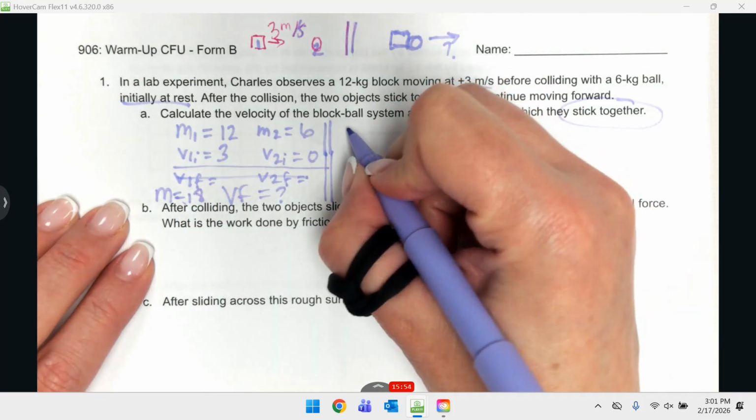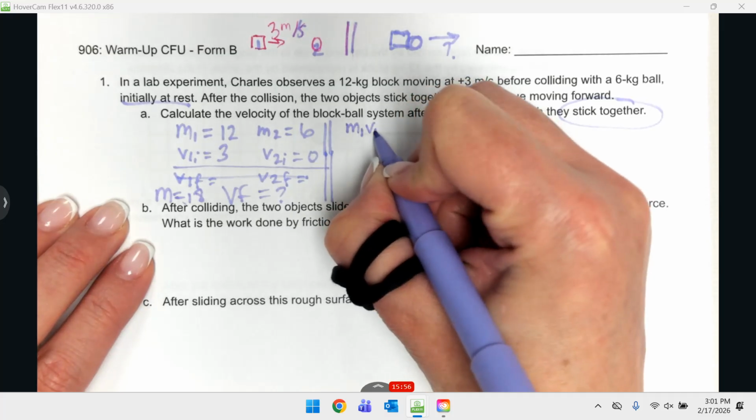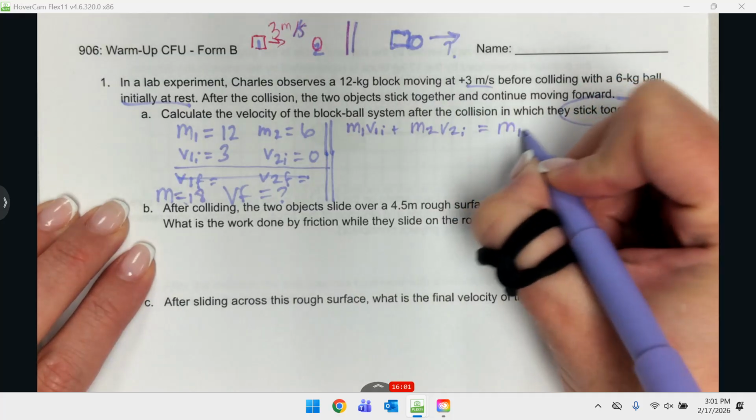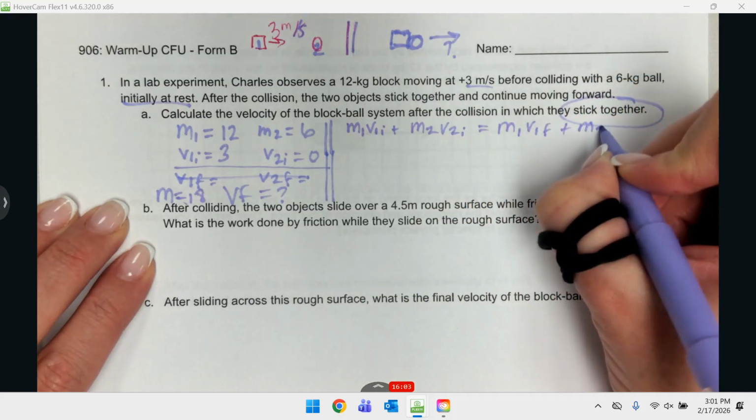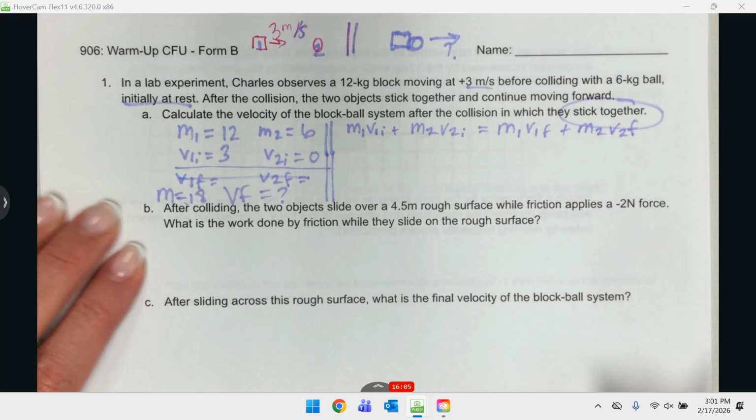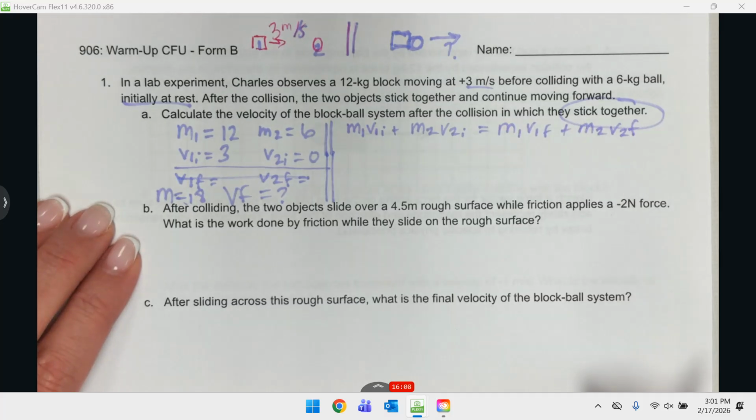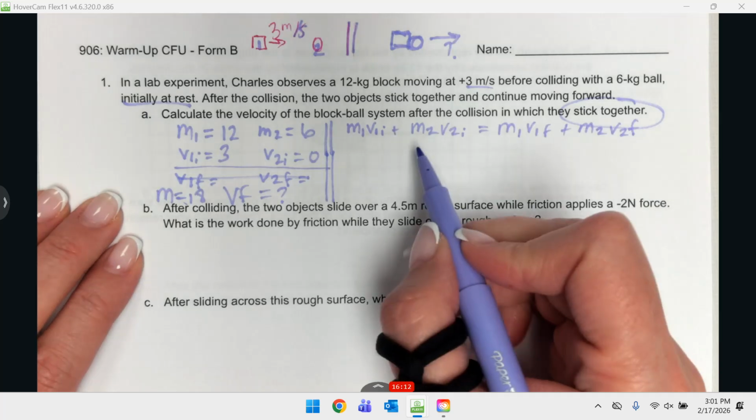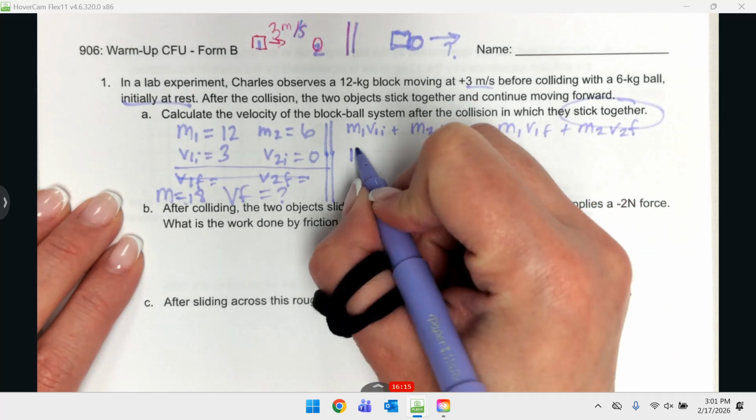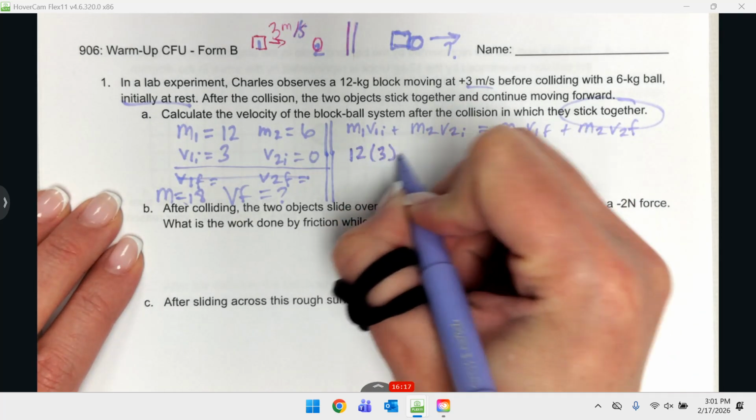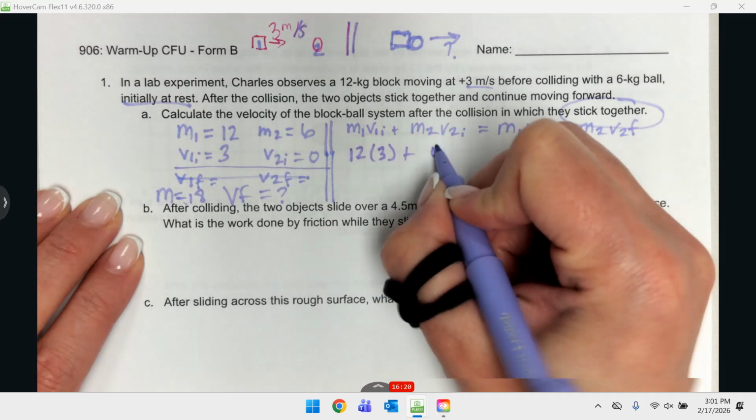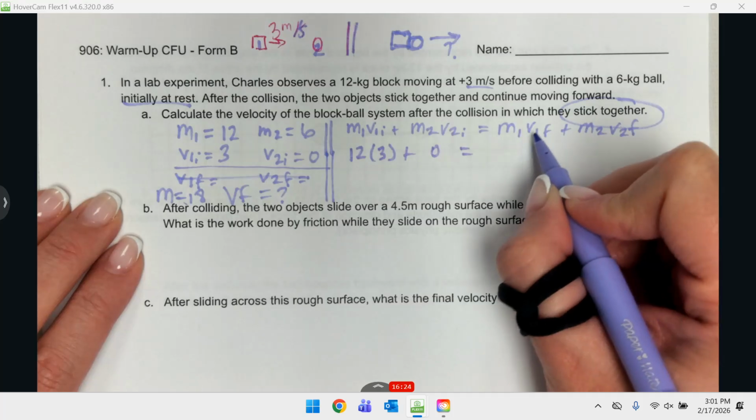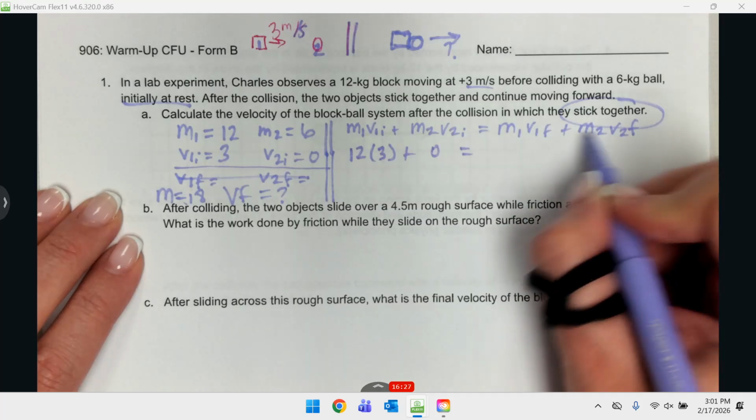So again, we're going to go back to the equation. M1 V1 initial plus M2 V2 initial equals M1 V1 final plus M2 V2 final. That's the full equation. If you want to use the shortcut for stick together, you can, which I'll be doing in just a second. I'm writing out the whole equation first. When I substitute in, this is going to be 12 times 3 plus, I'm not going to write out 6 times 0, I'm just going to write 0, equals, and here's where you have kind of a shortcut because we don't have V1F and V2F.